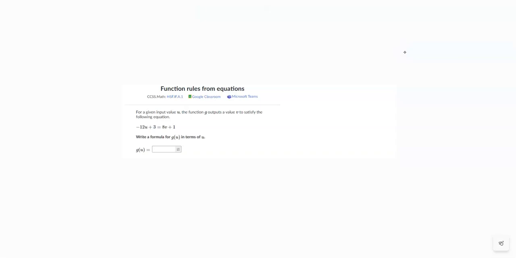All right, so here's our question. There's a lot of mathematical terms that you have to read through to understand what they're really trying to do. Typically, always read the bold first. Write a formula, which is just something equals something, for g of u in terms of u. So whatever this thing is in terms of u, we want all the u's and all the numbers on one side, and the other variable, which in this case is v, on the other side.